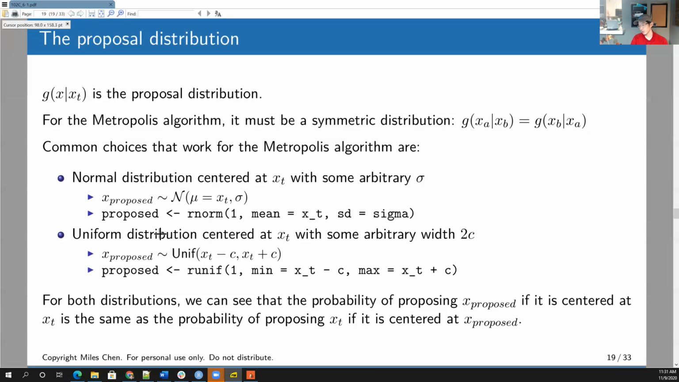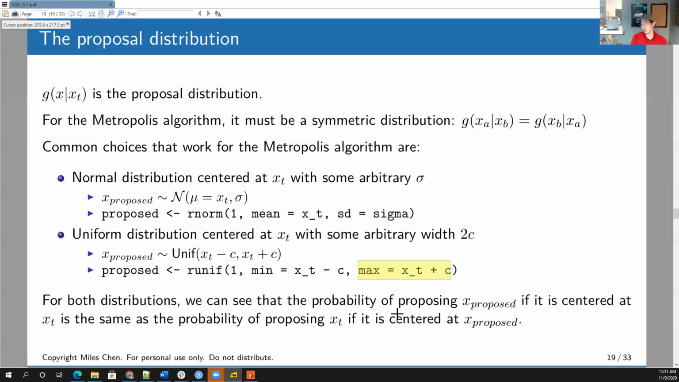Another proposal distribution is to use a uniform distribution centered at xt with some arbitrary width 2 times C. So x proposed will come from the uniform distribution where the minimum value is x at time t minus C, and the upper limit, the max value, is x at time t, the current value, plus C. We can do this in R by doing proposed comes from runif 1, where min is xt minus C and max is xt plus C. And so these would generate values from some proposal distribution.